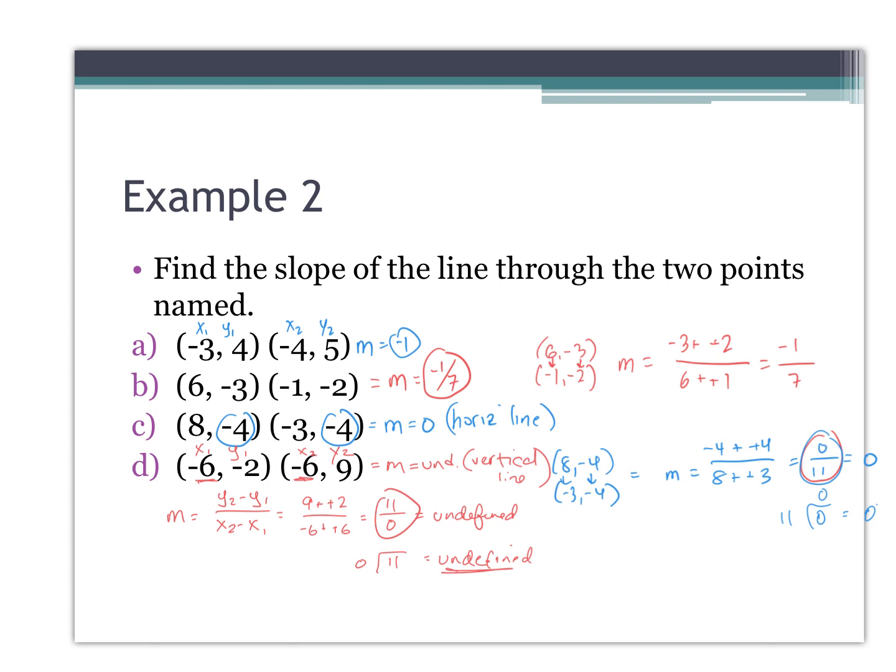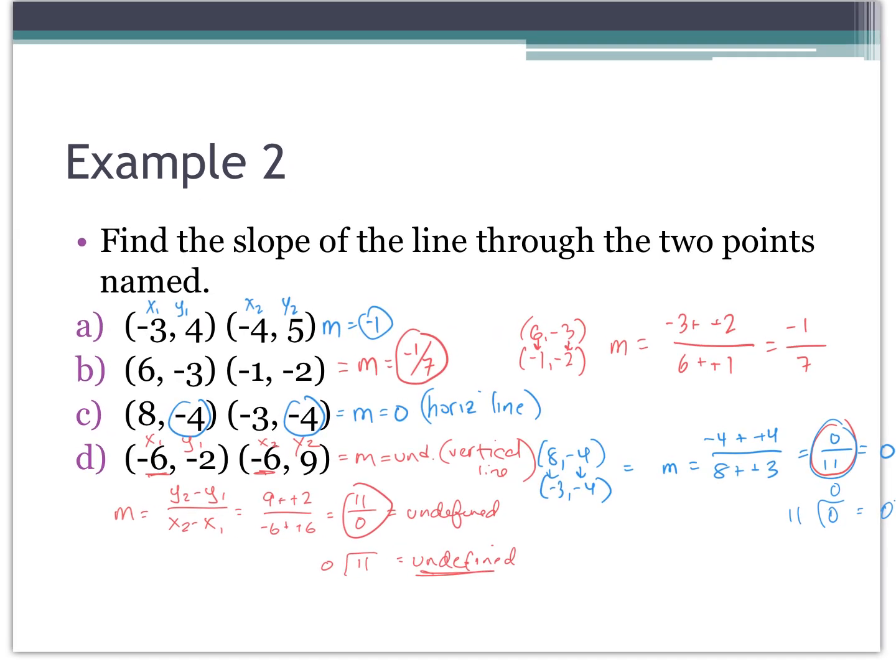The last question that I get asked a lot is, what if I switch the order? If I go back to B that I did here, notice that I put 6, negative 3 up top, and I put negative 1, negative 2 on the bottom. What would happen if I switch the order? What if I put negative 1, negative 2 as my top, and 6, negative 3 as my bottom? I want you to see how you're going to get the exact same slope.